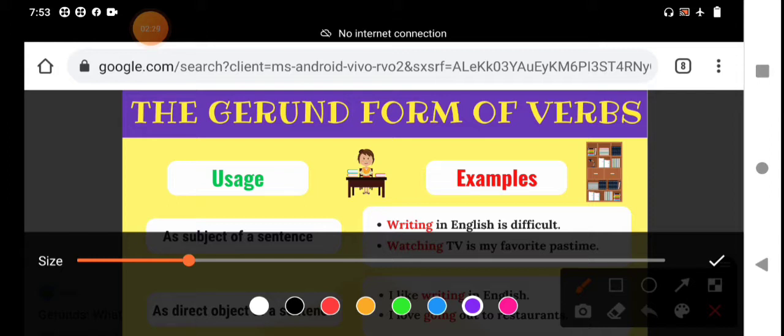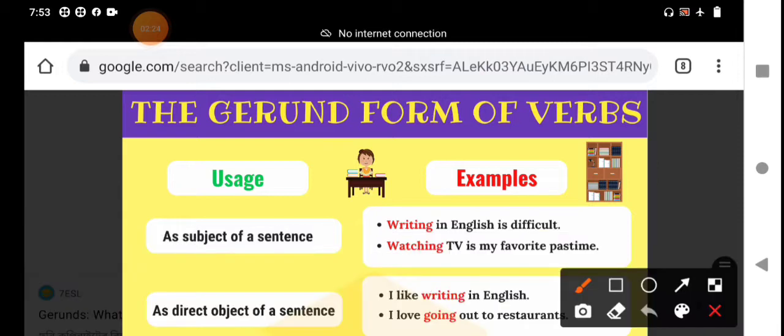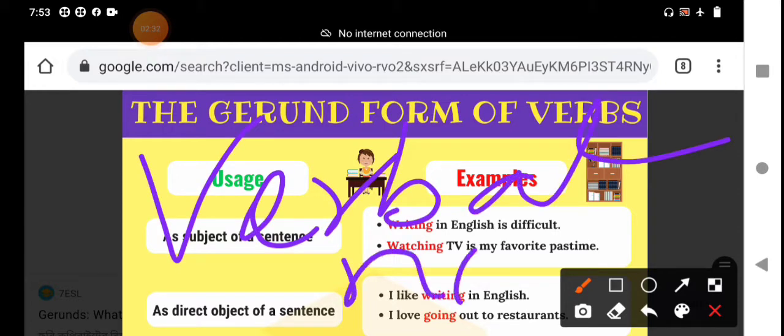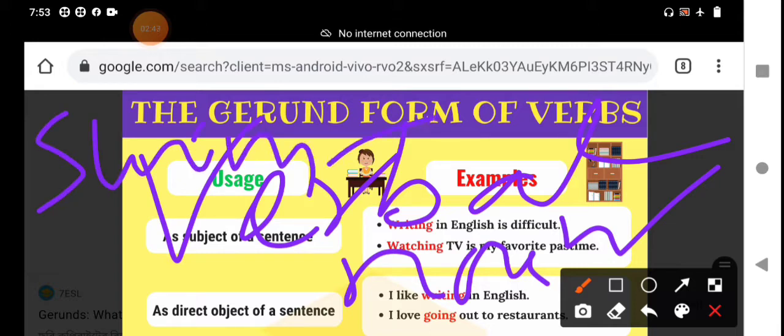Regarding the gerund, a gerund is a noun. It is called a verbal noun. Why is it called a verbal noun? It is derived from the verb. Swim is a verb. Swimming.